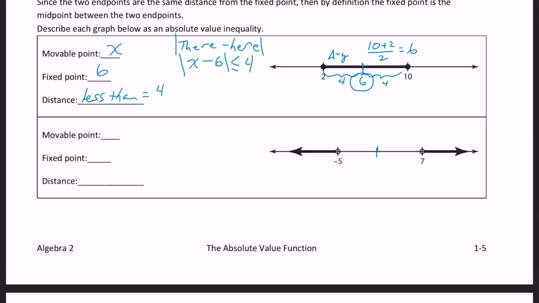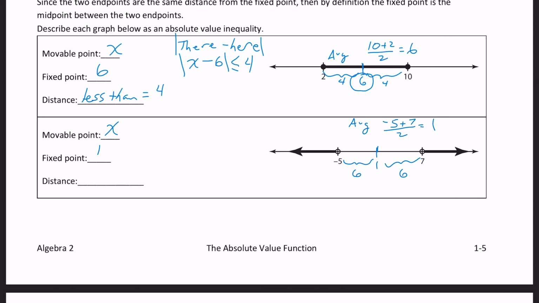So we're going to average, again, the two endpoints. So we'll take the left point and the right point, add them together, divide by 2. That answer would be a 1. So how far is it from 1 over to 7? 6 away. How far is it from 1 back to negative 5? Again, 6 units away. So the movable point is x. The fixed point is the 1.